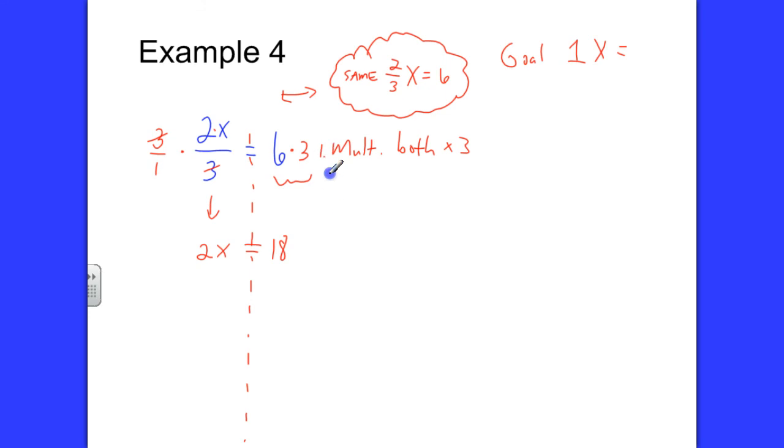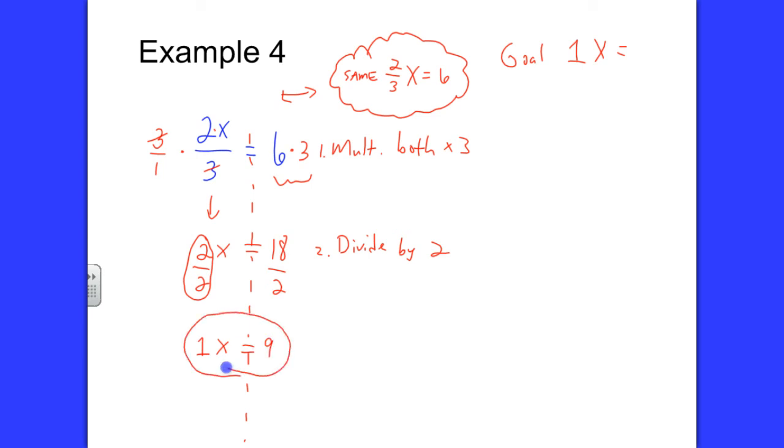Well, we're almost done, except here's the problem. We don't have 1x, we have 2x. So now I'm going to divide by 2. I'm just going to do the opposite. It's being multiplied by 2, so I'm going to divide it by 2. There's 2 over 2, there's your 1x. And that's equal to 9. 1x equals 9. That is the right answer.